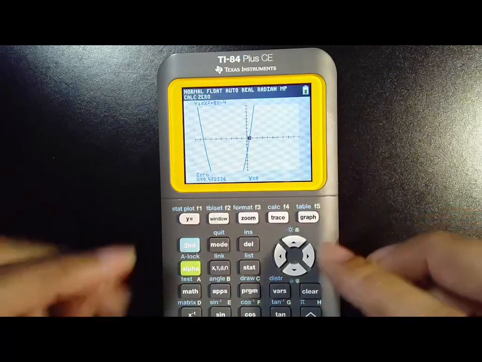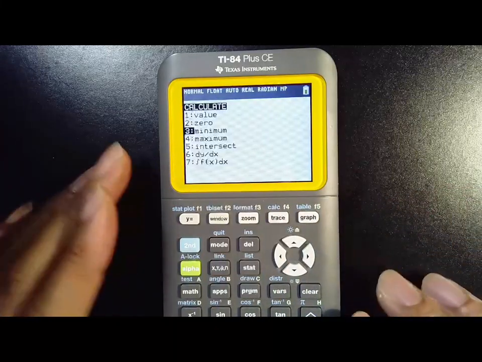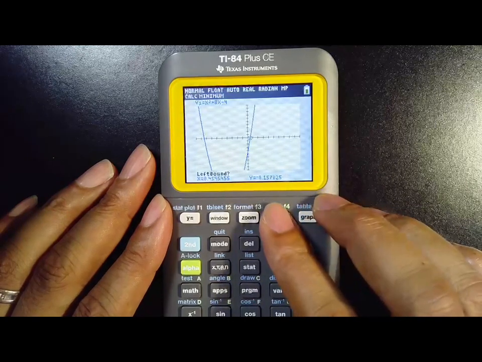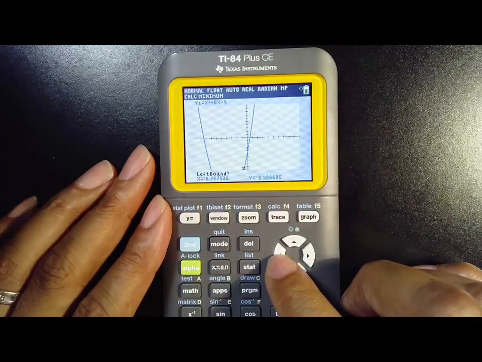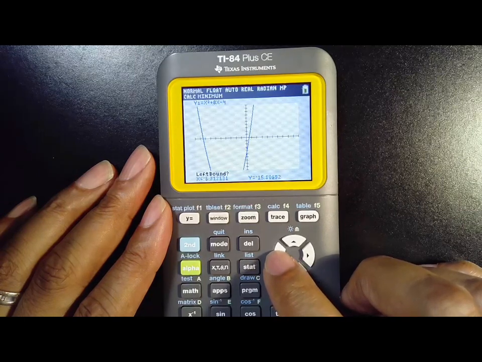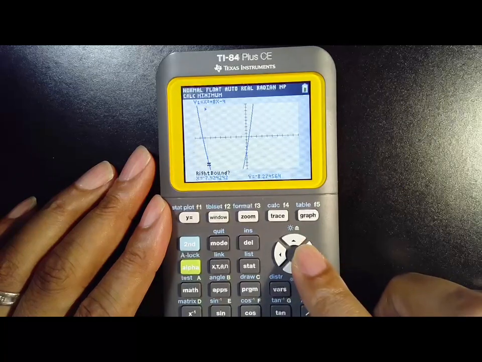Now how do you find the minimum? Same thing, second calc. And what you're looking for now is exactly what we just said. We know that that's a relative, or actually an absolute minimum. But anyway, what you do is you pick a point to the left side of the minimum. And what I'm going to do is just make sure it's visible on the screen. There's other common sense ways to do it, but I'll talk about that in class. And then a right side.